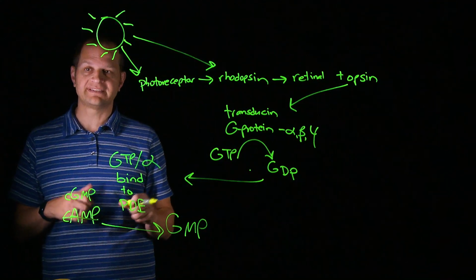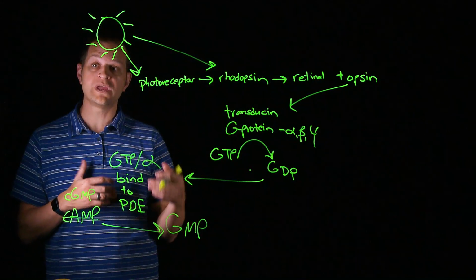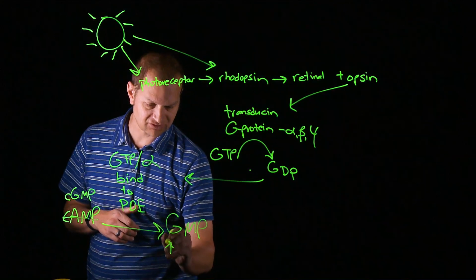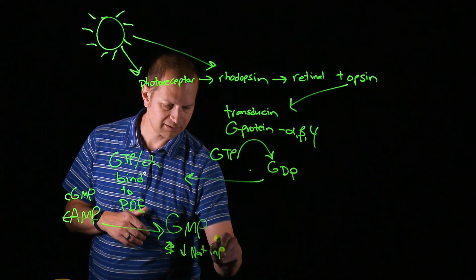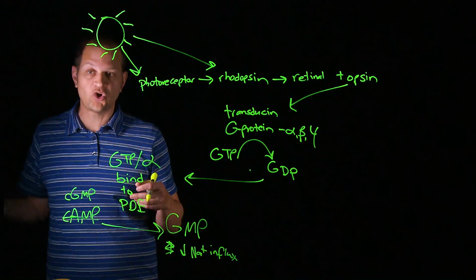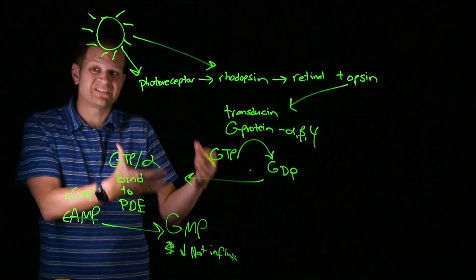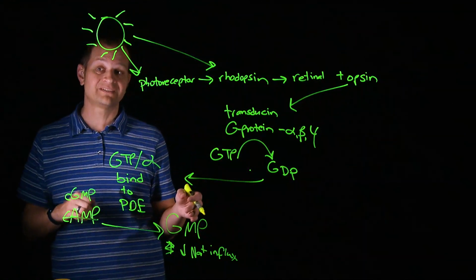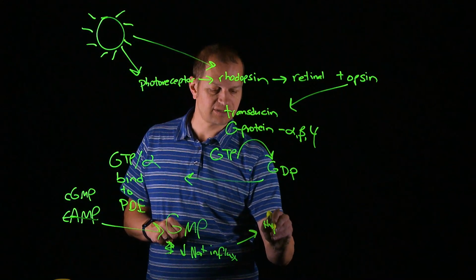As a result of reducing the amount of cyclic GMP that's available, we close sodium channels. So we have a decrease in sodium influx, because cyclic GMP is the key for sodium channels. Sodium can rush in as long as we've got cyclic GMP available. But with this vision pathway, we're breaking the key, which closes the door, which means we don't have as much sodium going in. And so this leads to hyperpolarization.